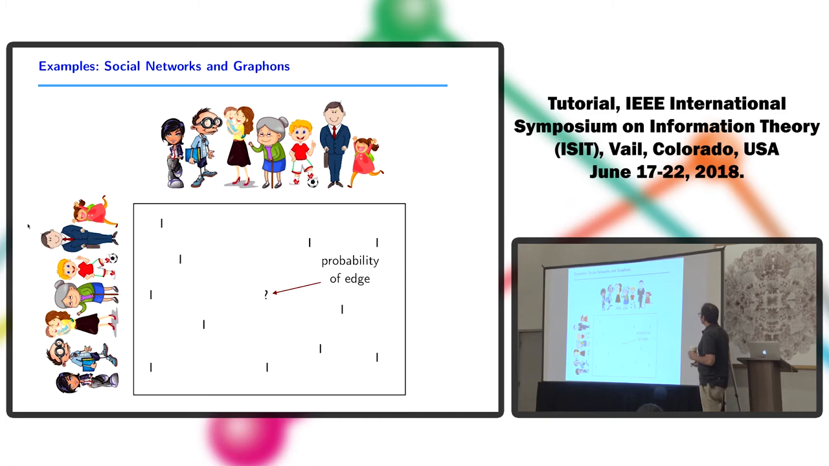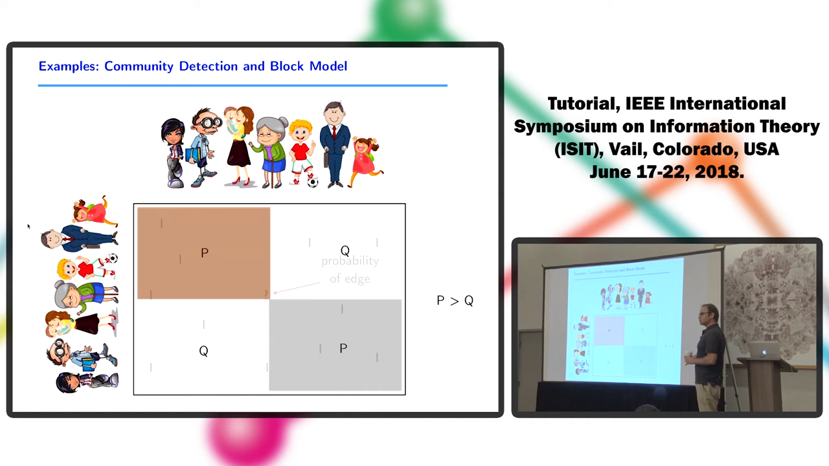Moving on to a variation of this, which has received reasonable attention in the information theory community, is community detection or the stochastic block model. Effectively, the stochastic block model is a special case of graphon estimation where the Pijs have a block structure. In particular, let's say there are two communities, these reds and grays. In one simple model, people within a community connect with each other with probability P. People not within a community connect with probability Q, with P greater than Q.